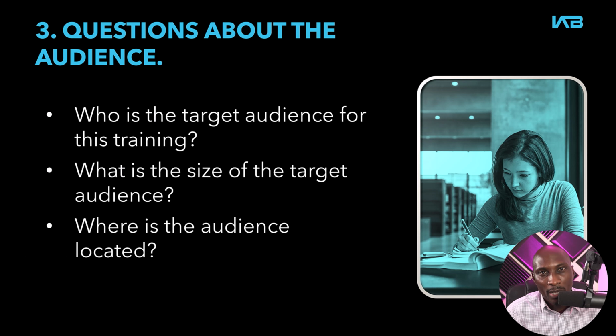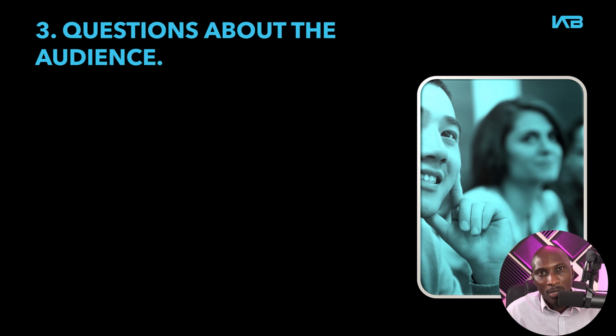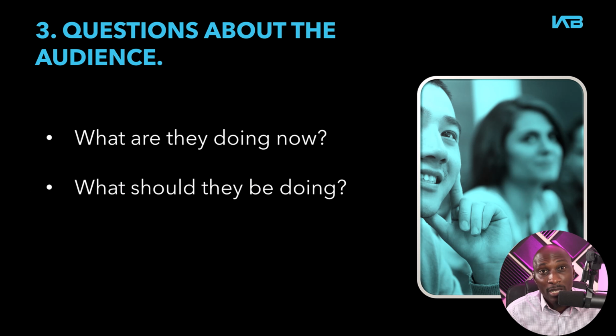Where are they located? If you want to establish the performance gaps in your audience, then you should definitely ask questions like, what are they doing now? And what should they be doing? By asking these questions, you can begin to get to the bottom of the performance issues and gaps that exist in your audience. Let's move on to the fourth kind of question.